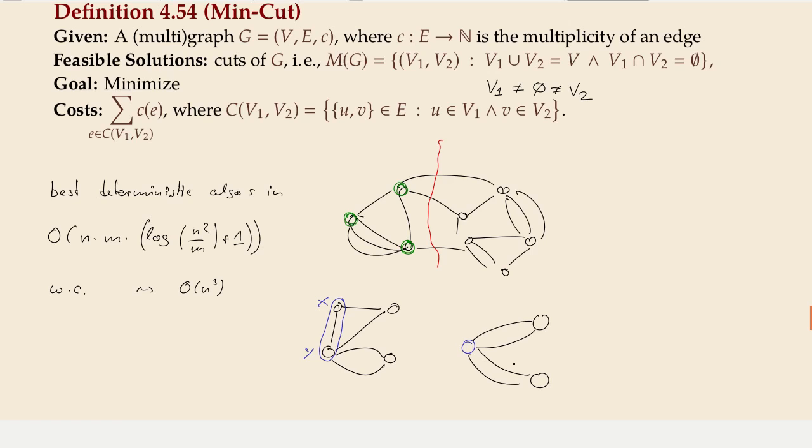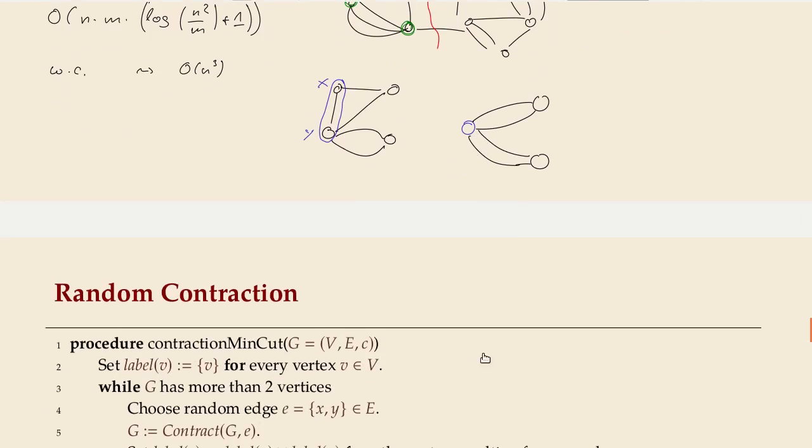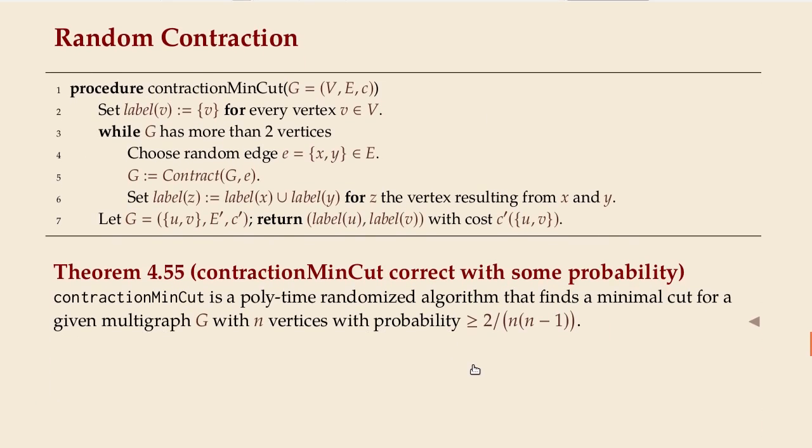If we just continue contracting edges, at some point in time we will only have two nodes. And then we can simply take these two nodes and determine all edges between them as cut edges. And the two nodes, by tracing back the contraction, represented two non-empty sets. So that gives us some cut, not necessarily a minimum cut. But we can just do that randomly, and then we obtain a randomized algorithm that returns a cut.